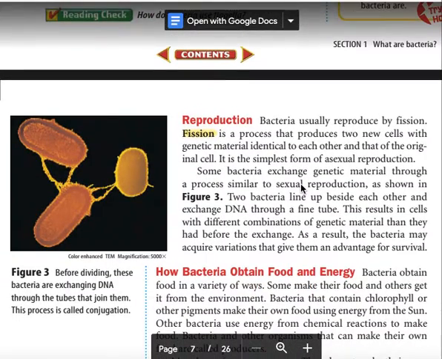Reproduction. We've just dealt with sexual and asexual reproduction, and bacteria actually do both. Bacteria usually reproduce by fission. Fission is a process that produces two new cells with genetic material identical to each other and that of the original cell. It is the simplest form of asexual reproduction.